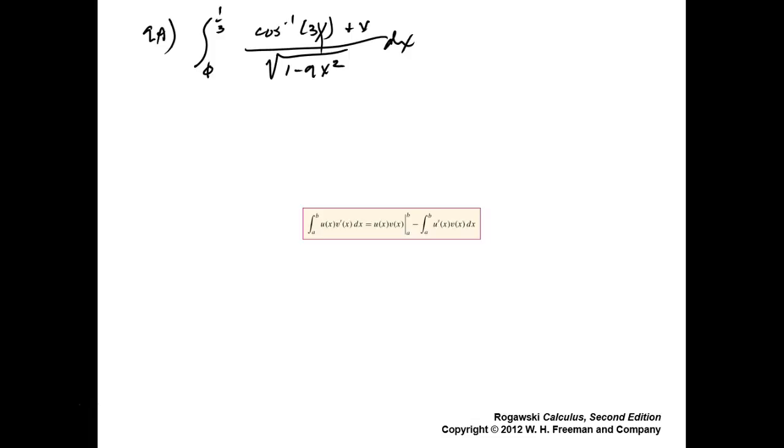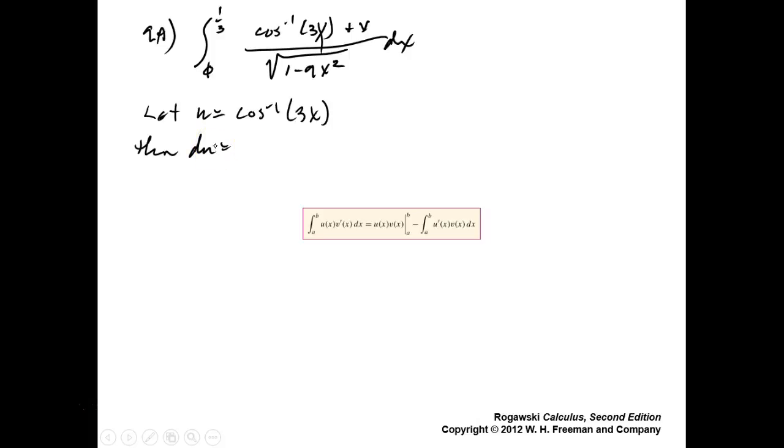I think it's pretty straightforward to say let u equal the inverse cosine of 3x, right? Then du is equal to, and this is where I go to the table to make sure I don't make a mistake here. That would be, what do you see it as? If that's your u, what is du?